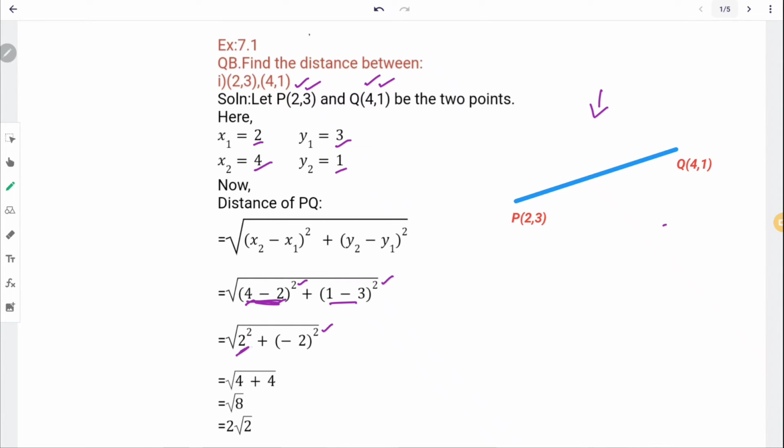Then 2 2s are 4. Then minus into minus will become plus, then 2 2s are 4 again. So we're going to have root 8. If we try to find the factors, then 2 4s are 8, then 2 2s, and then 2 1 time. So 2 squares here, that is why 1 2 is outside, and this is the 2 that is under the root. So the distance of PQ equals 2 root 2.